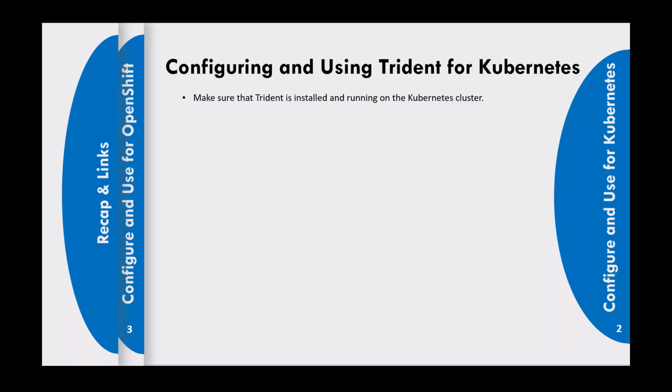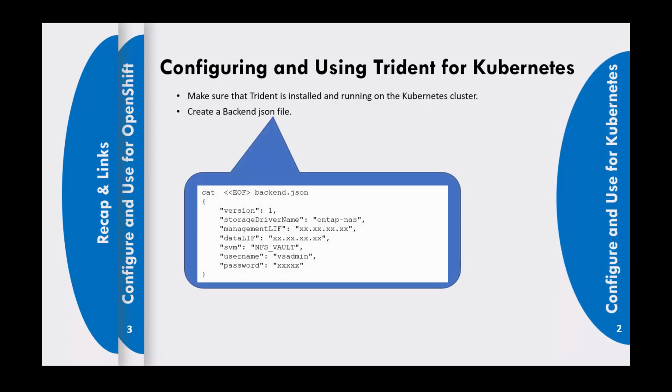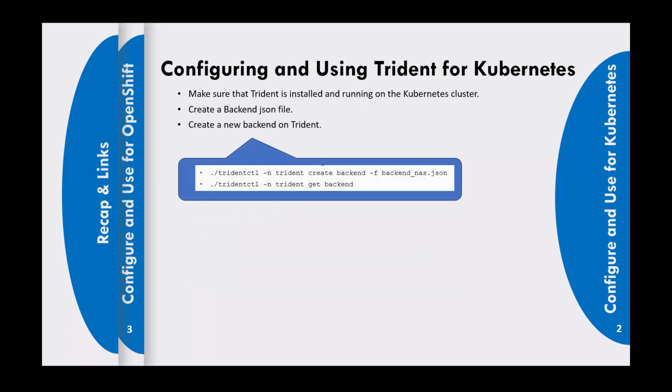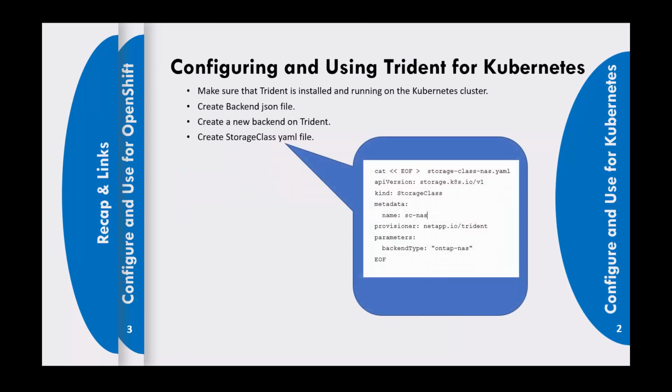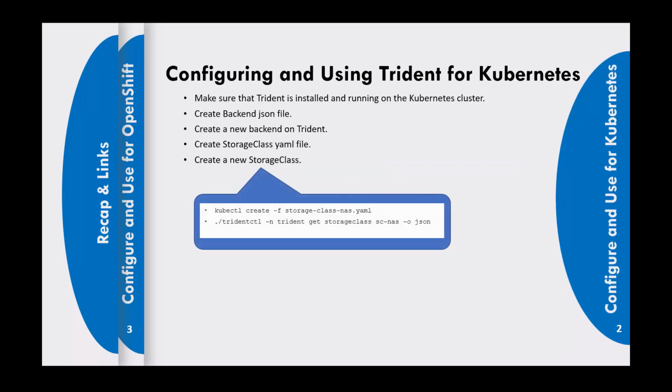Before we start, make sure that Trident is installed and running on the Kubernetes cluster. Create a backend JSON file with the required parameters. Using the backend JSON file, create the new backend on Trident. Create the storage class YAML file with the required parameters. Create the new storage class using the kubectl create command.